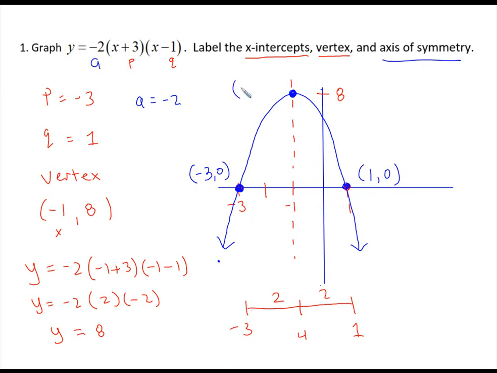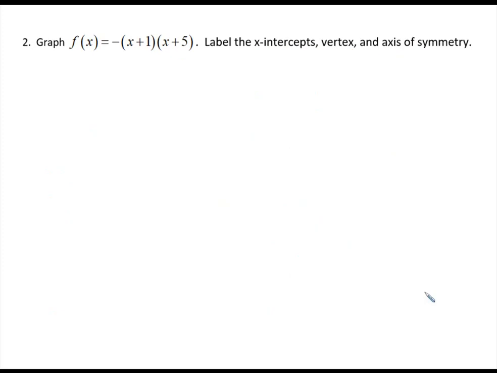Our vertex, we know, is -1, 8. And the axis of symmetry, we know the equation is x is equal to -1. Okay? Okay, let's take a look at number 2 here now.